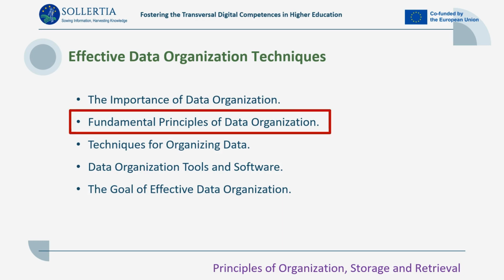Effective data organization begins with understanding the nature of the data and its intended use. Data should be categorized and classified based on criteria such as date, relevance, or category, which helps in quick identification and retrieval. Using precise naming conventions is essential, as it allows for easy navigation through datasets and reduces confusion.